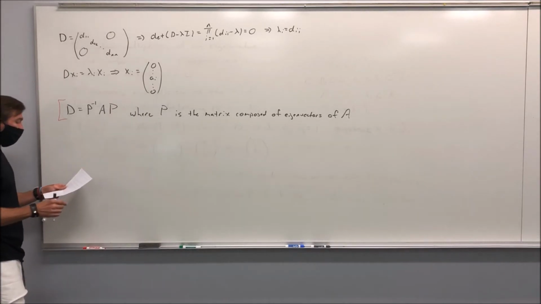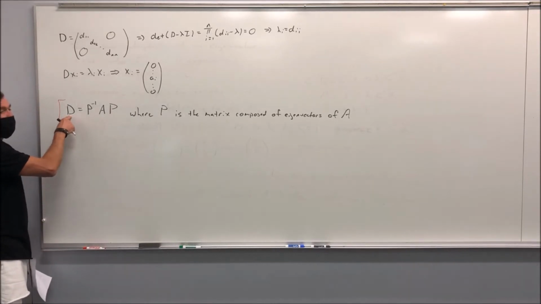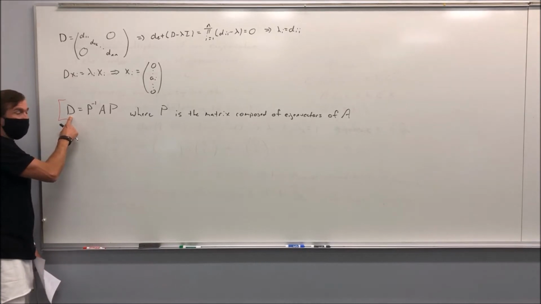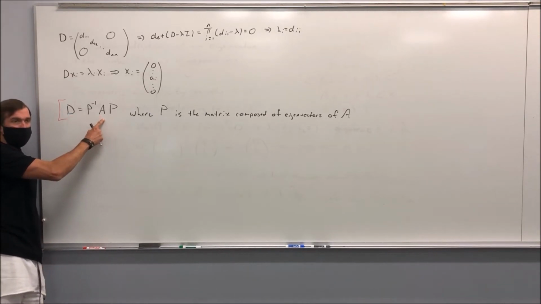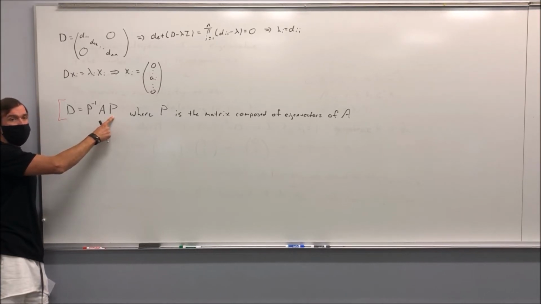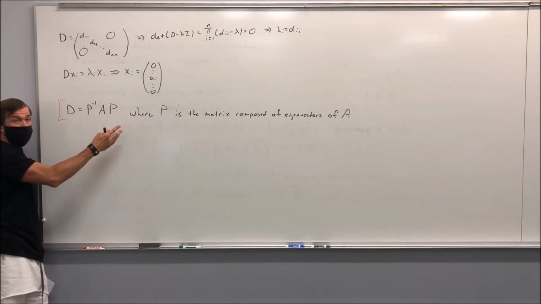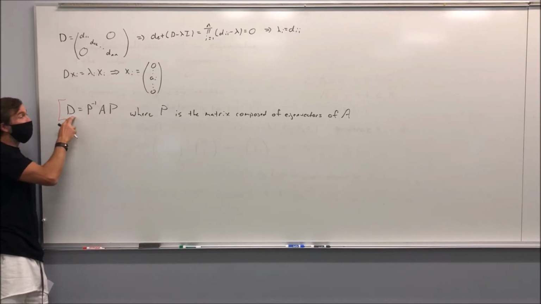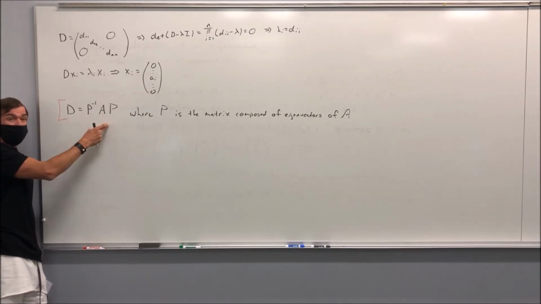One way to find the diagonal form of a matrix is, if I give you the matrix A corresponding to some linear transformation, you find the eigenvectors of A, hoping they form a complete basis. You then form the matrix P, whose columns are composed of the eigenvectors. You form P inverse, do this multiplication, and you get the diagonal representation of A.